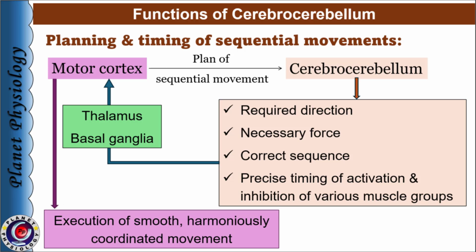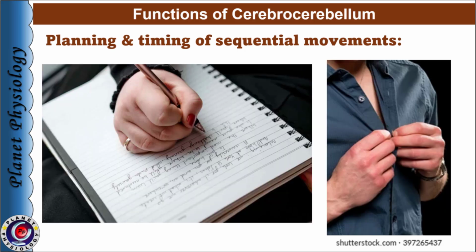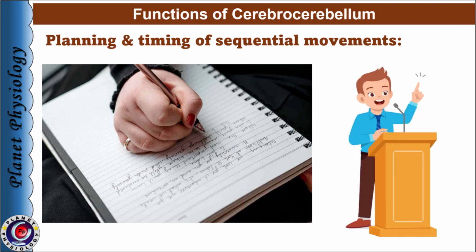You can easily appreciate this function with day-to-day activities like writing or buttoning the shirt. Before your hand even moves, the cerebellum has already calculated which muscles need to contract, in what sequence, with how much force, and exactly when to start and stop each movement. This role of cerebellum is not limited only to hand or leg movements. It also extends to the respiratory, phonatory, and articulatory muscles, which must work together smoothly and precisely during speech.